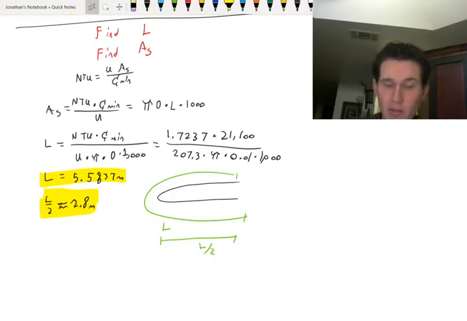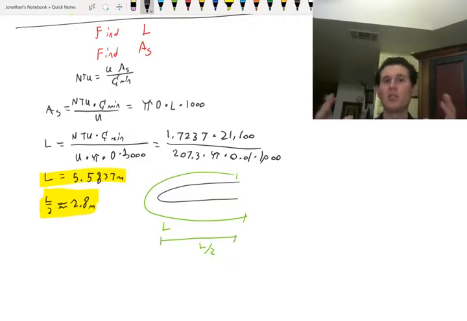We wanted to find our length. We wanted to know how long this thing is going to be compared to the original. And to do that, we had to find our surface area. We got our equation here in terms of its surface area. And then we got the surface area as a function of the actual pipe sizing. Then we just solve for length, plug numbers in, got our length, got our L over 2, which shows us how long this heat exchanger is going to be. And this is our first iteration.